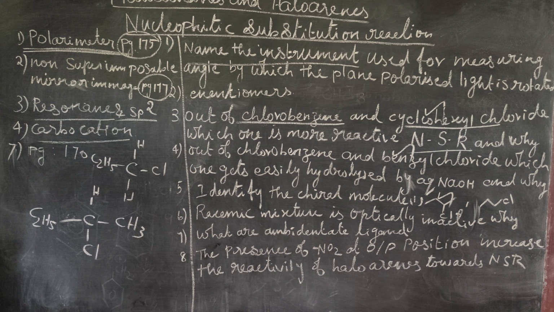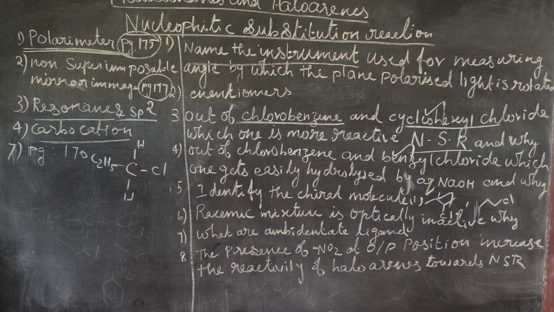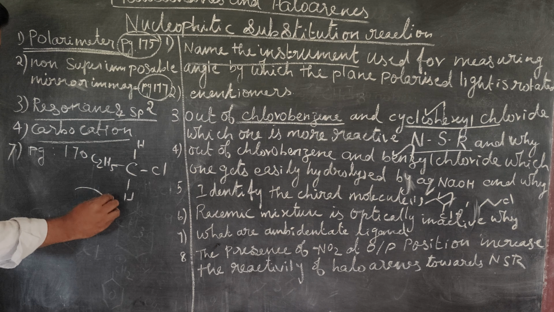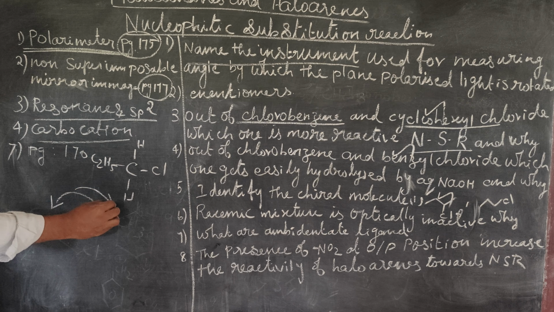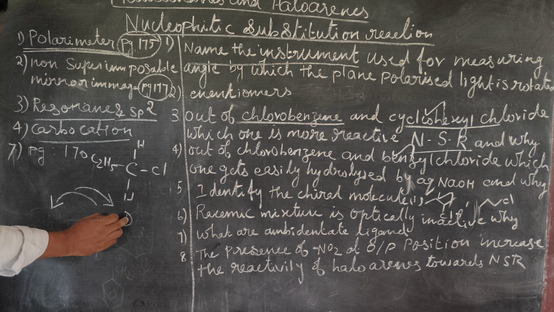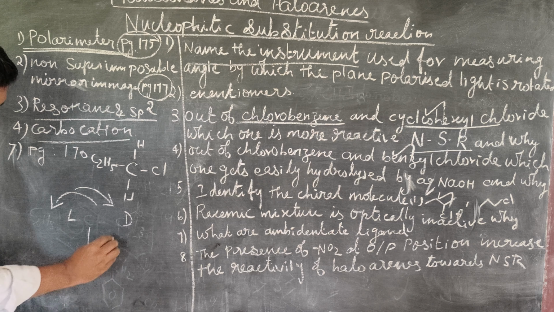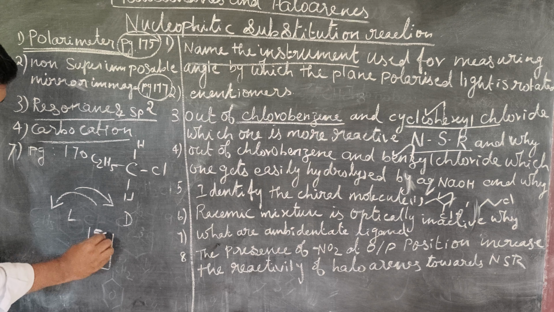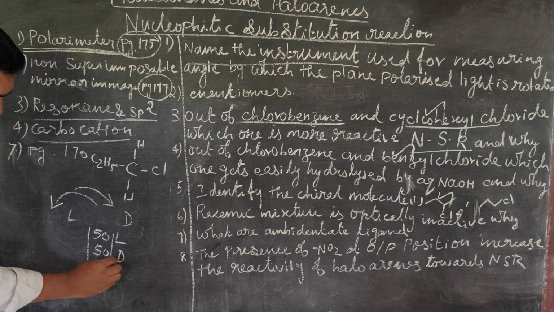Then the next one: a racemic mixture is optically inactive. Why? First understand what a racemic mixture is. Already I told you, an optically active compound rotates either clockwise or anti-clockwise. Clockwise is dextrorotatory, anti-clockwise is levorotatory. A racemic mixture contains 50% levo configuration compound and 50% dextrorotatory compound.